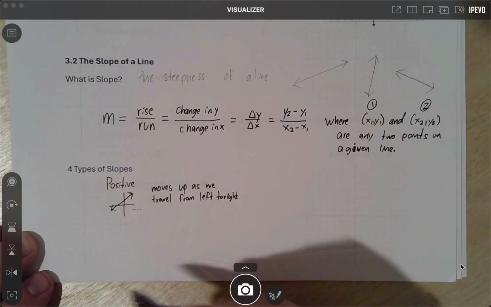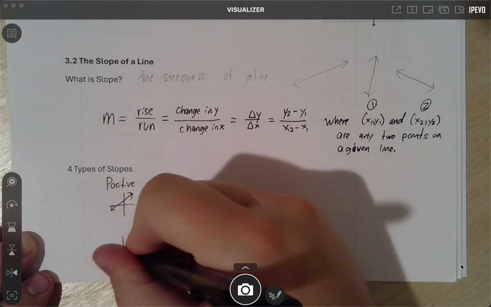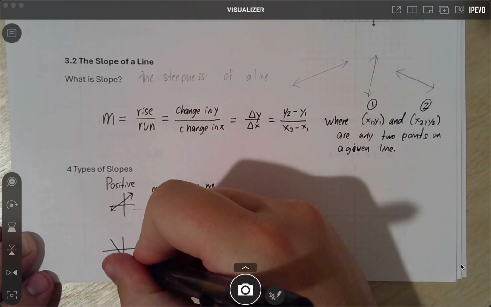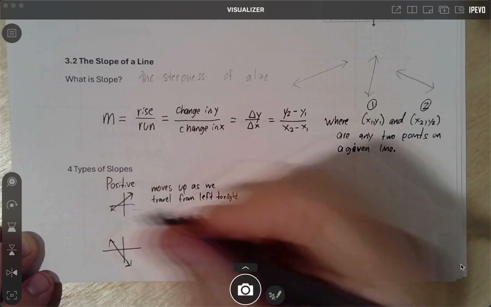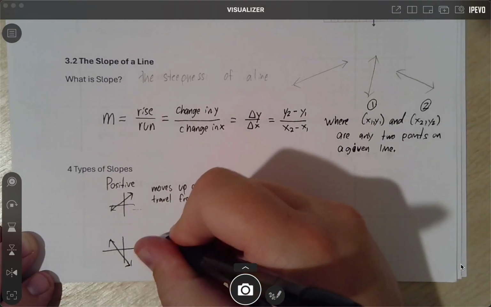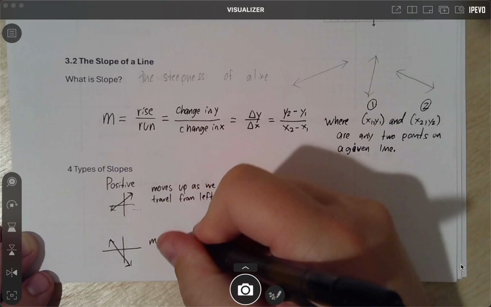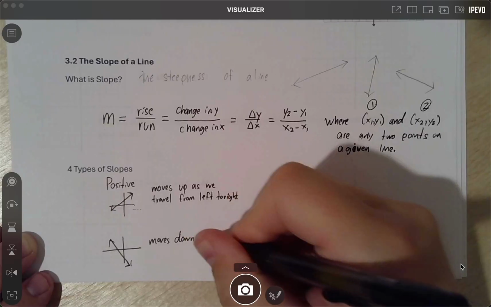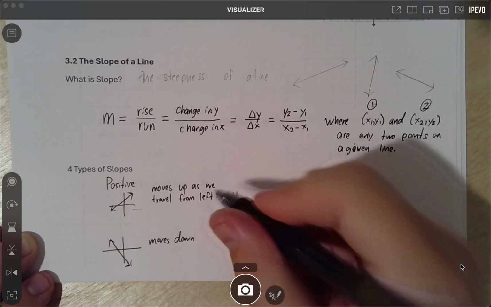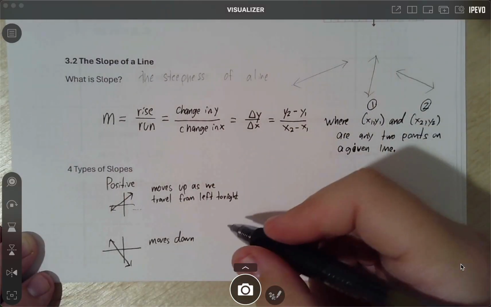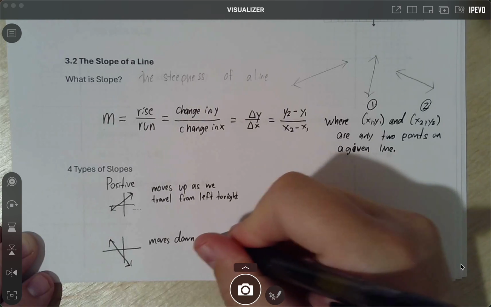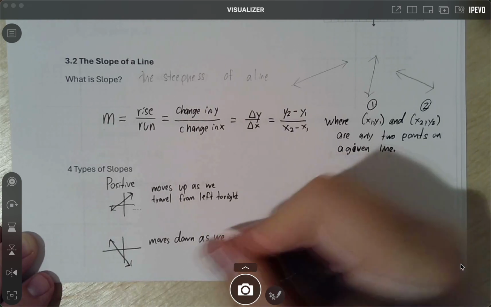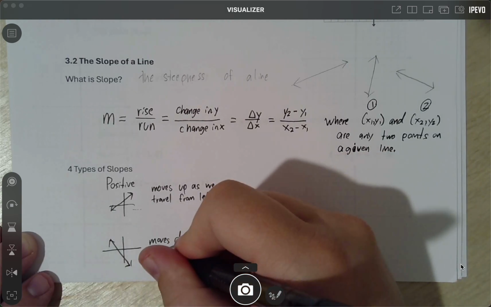That's a positive slope. Counteract that with a negative slope, and I'll draw maybe a more steep negative slope. And of course, this moves down, and that's actually the only thing you reverse in this statement. You know, sometimes in math we reverse all the words, but this time all we're switching is the fact that we're moving down as we travel left to right.